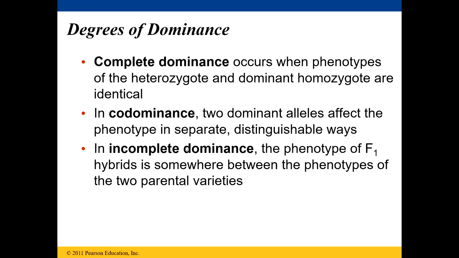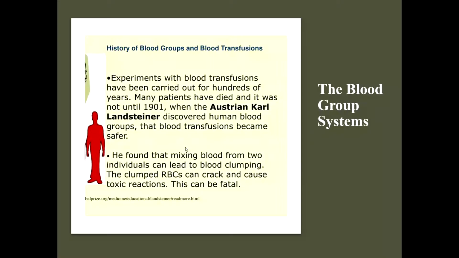So we have names for these different types of genetic situations. Complete dominance is what we've looked at so far. This occurs when the phenotypes of the heterozygote and dominant homozygote are identical. So in this case, we just have one dominant, and that shows up over the recessive condition. In codominance, this is a different situation where they're both dominant, so you might have two dominant alleles that affect a phenotype. And then the third case is incomplete dominance, where neither one is dominant over the other, and instead, in the heterozygous condition, they have a blending effect.